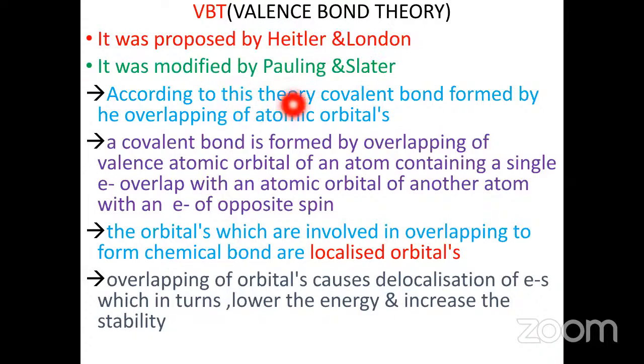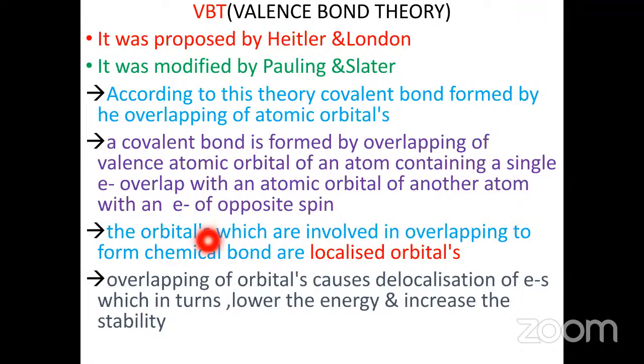According to this theory, a covalent bond is formed by the overlapping of atomic orbitals. A covalent bond is formed by overlapping of the valence atomic orbital of an atom containing a single electron with an atomic orbital of another atom with an electron of opposite spin.